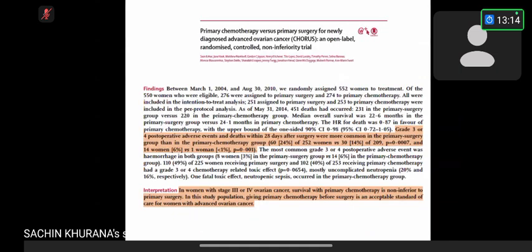The other trial, also touched upon by Rama ma'am, was the CHORUS trial. It was again a non-inferiority trial, and it also established that giving NACT is non-inferior to primary surgery in ovarian cancer. It also showed that the morbidity after surgery is less when NACT is given. So after these two trials, NACT was increasingly used across the globe, I would say, for ovarian cancer patients. But how to decide which patient should go for NACT and which patient should go for primary surgery?